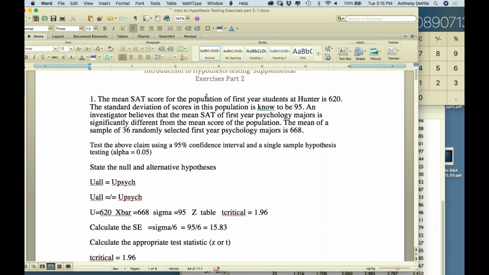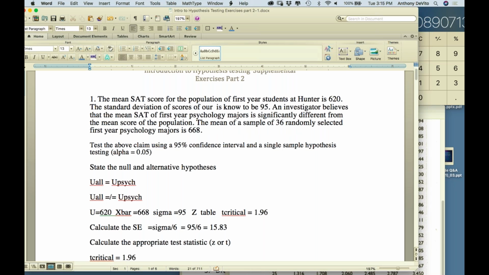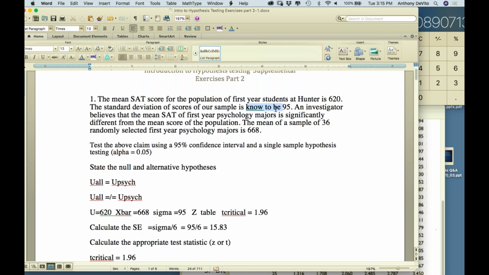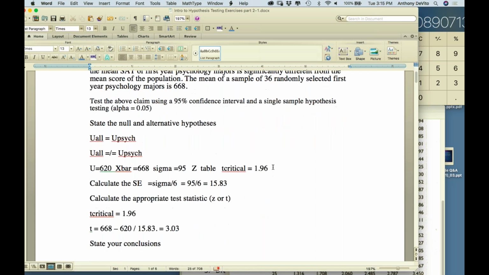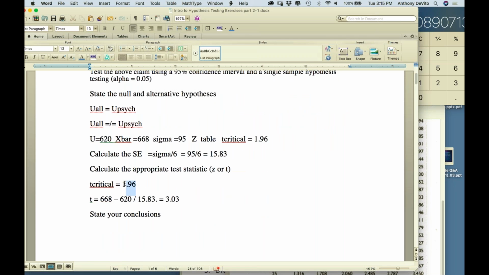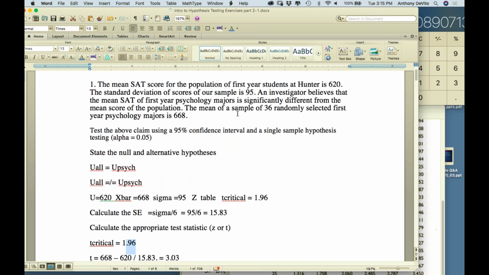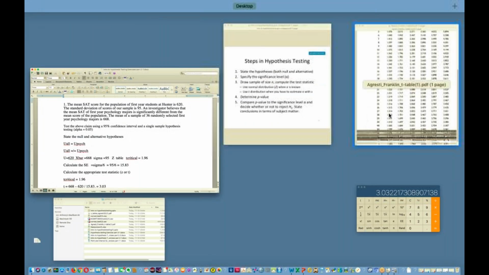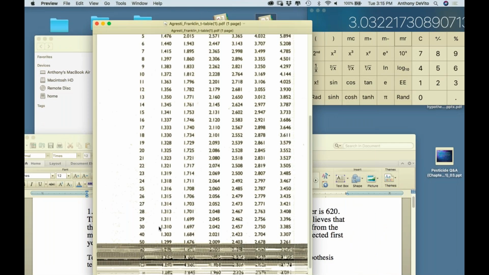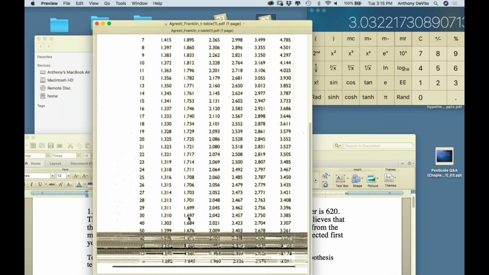If I wasn't given that and said the standard deviation of our sample is 95, well then I couldn't use 1.96. T critical, the value I have to exceed, now has to be the T value that I need for 95% certainty for a sample size of 36, or in other words, a number of degrees of freedom of 35. Let's go get that. 35 degrees of freedom. We don't actually have that, so we're going to be in between these two. I'm going to be conservative and say 30, and that would be 2.04.